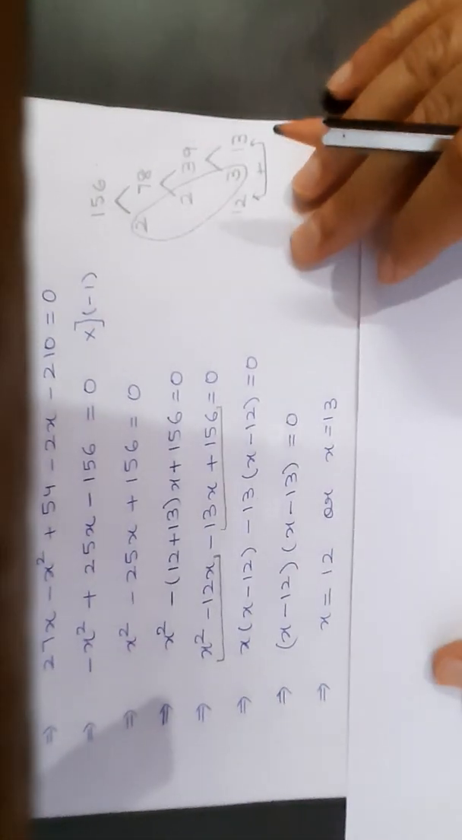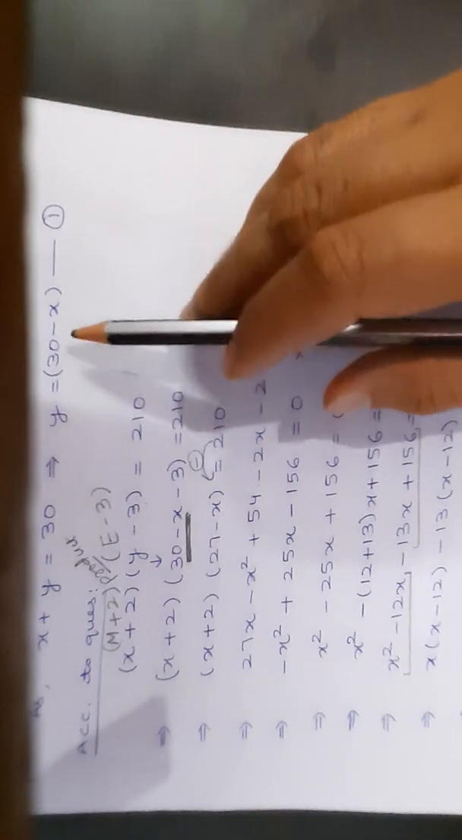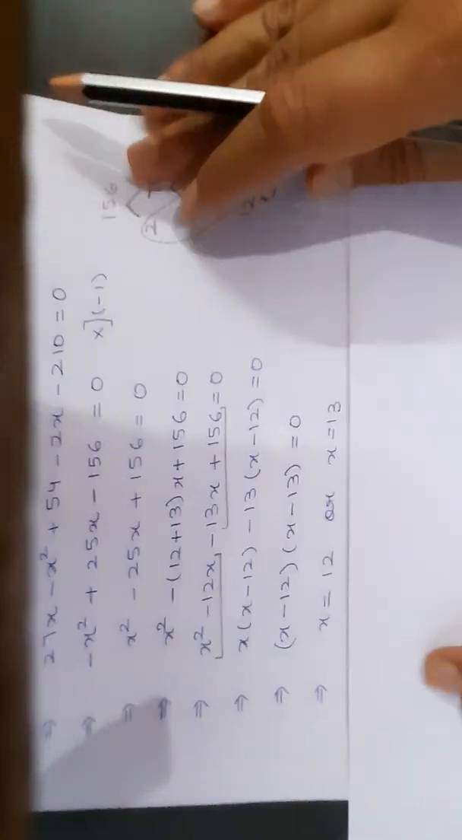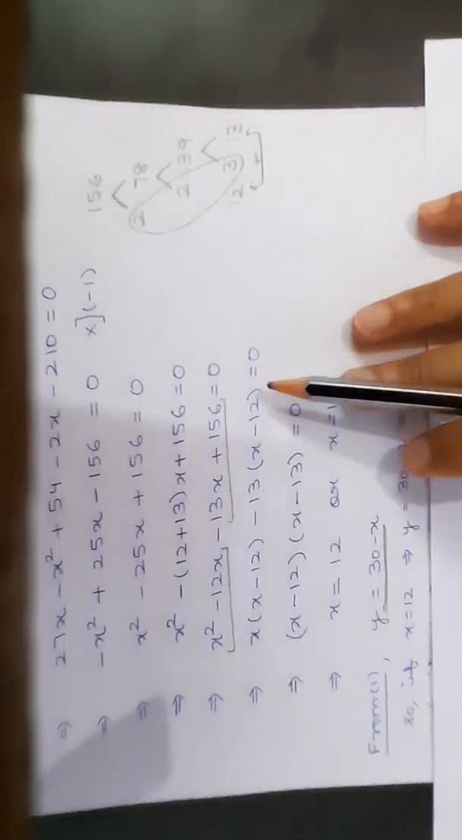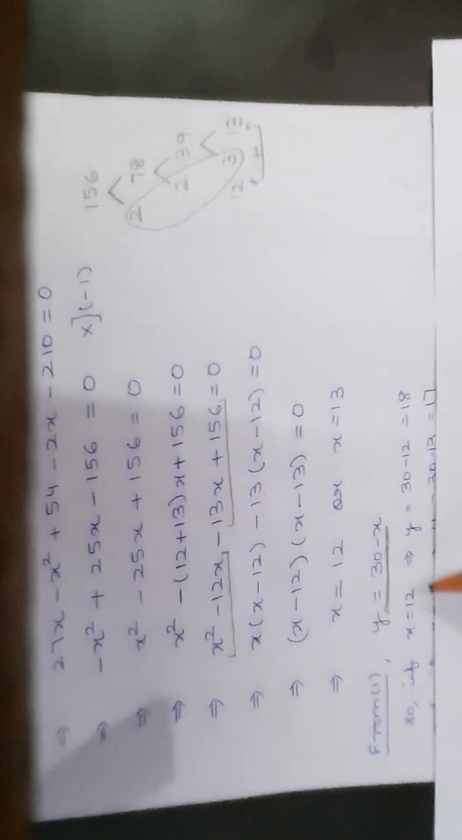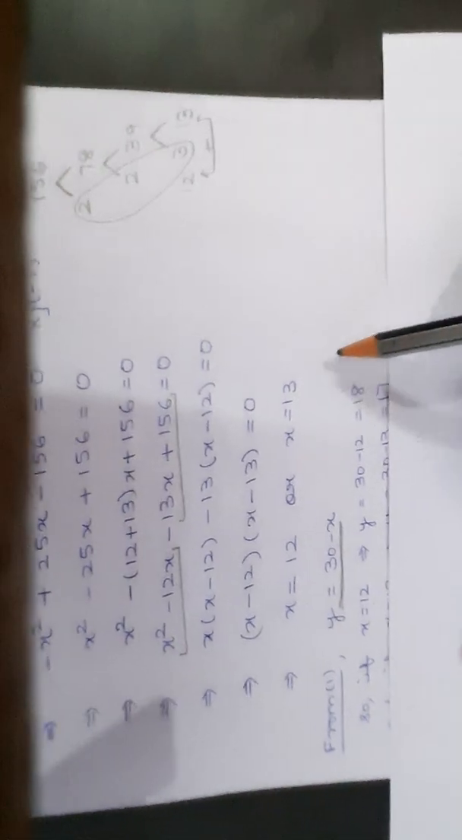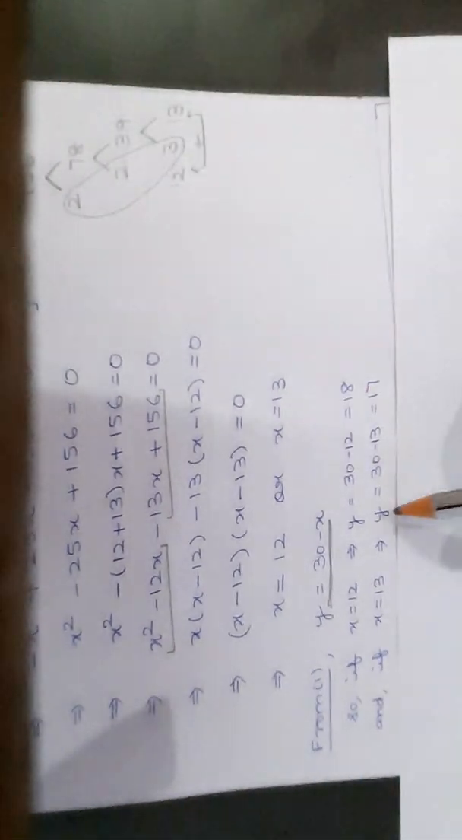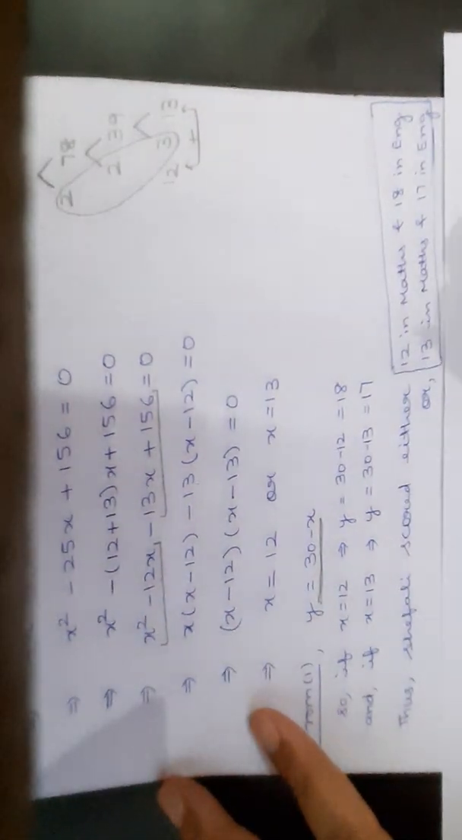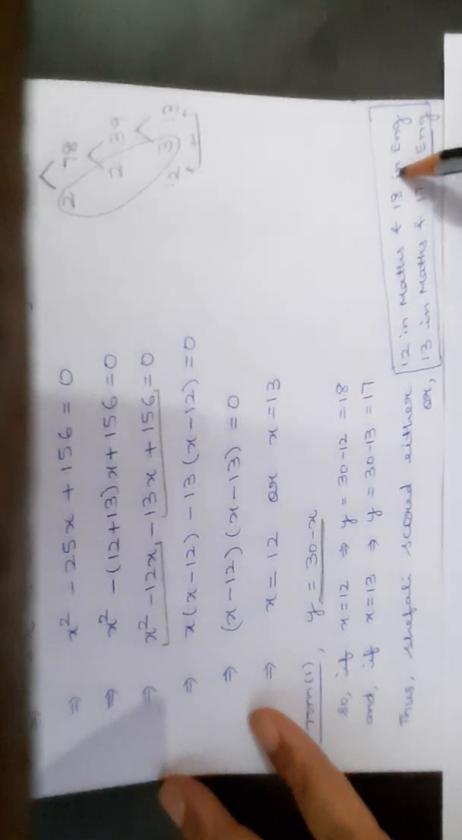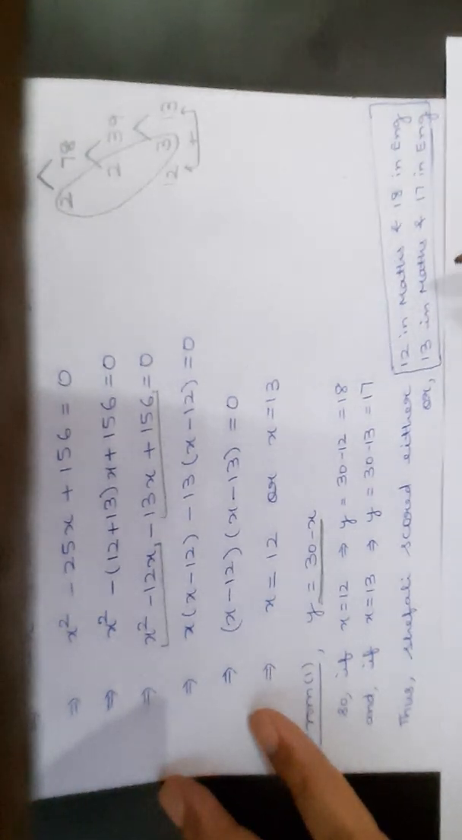So what will happen? We had Y as 30 minus X. So now Y is equal to 30 minus X from 1. If X equal to 12, Y will be 30 minus 12, which is 18. And if X equal to 13, Y is equal to 17. So you have 2 possibilities of marks. Either she scored 12 in maths and 18 in English, or she scored 13 in maths and 17 in English.